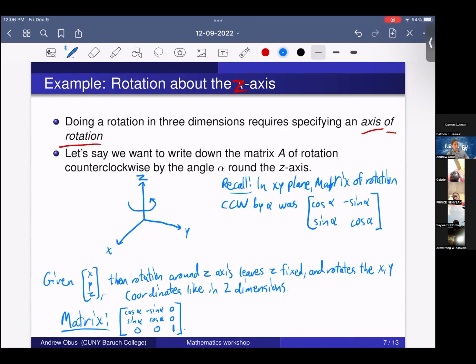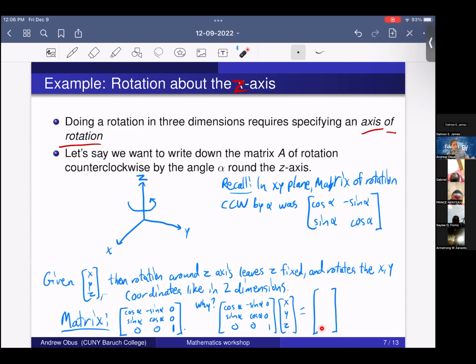And maybe let me give you just a quick explanation of why this is the case. Well, the point is, if I take this matrix, cosine alpha, minus sine alpha, cosine alpha, and then a 1 over here with a bunch of zeros, and I multiply this by x, y, z, then what do I get? Well, the z coordinate's going to stay the same. For the bottom entry, I have 0 times x plus 0 times y plus 1 times z. So what I get down here at the bottom is z.